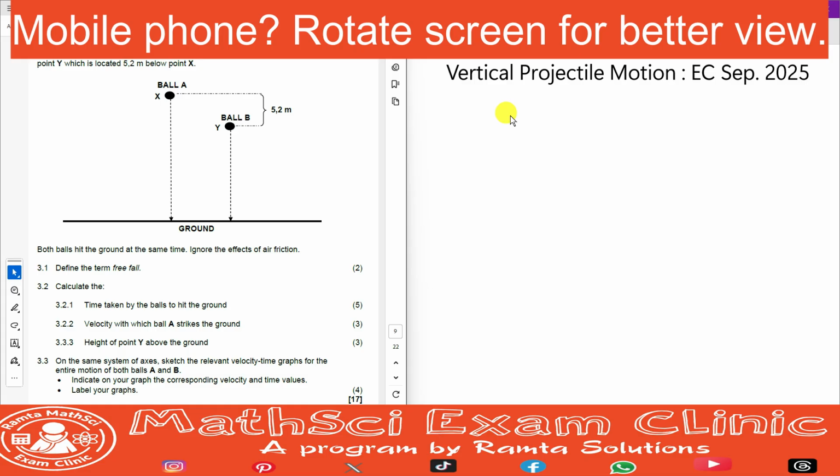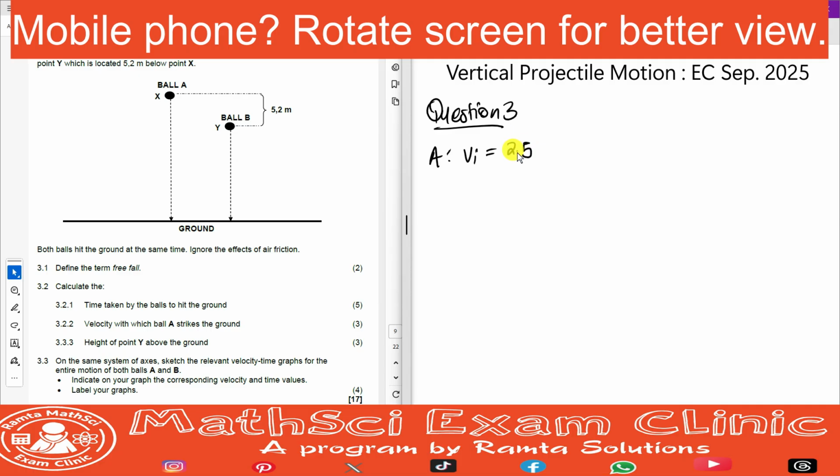This is question 3, and let's start. A ball A is thrown vertically upwards with an initial speed of 2.5 meters per second. So remember, it's thrown vertically downwards, from a point X above the ground. So delta Y is X, above ground.